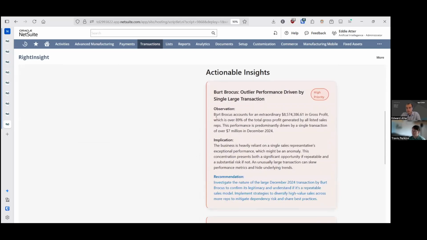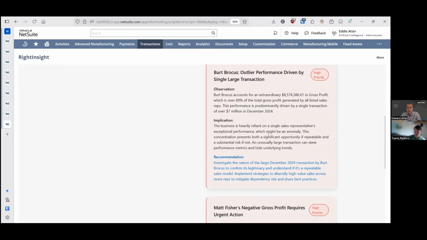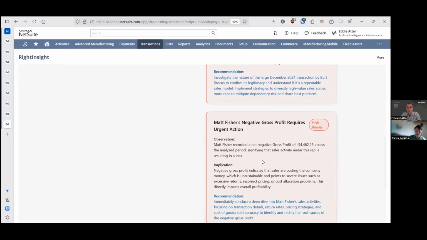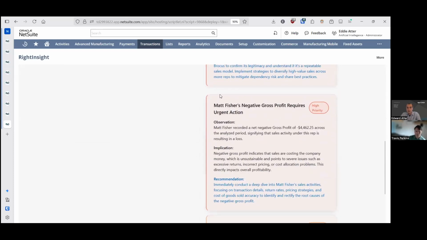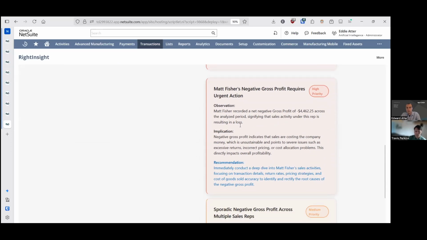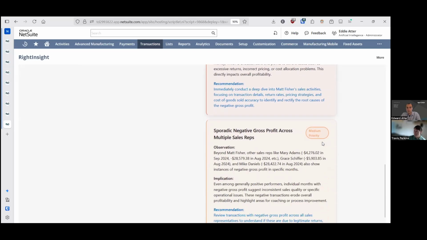So massive amount, 90%, single transaction in December of 2024, right? So that's going to let us single that out. And obviously that makes us very reliant on Bert. It's also flagged that Matt Fisher has negative gross profit, and it's been consistently negative gross profit. Of course, that's costing us money, so we need to go contact Matt, figure out what's going on there.